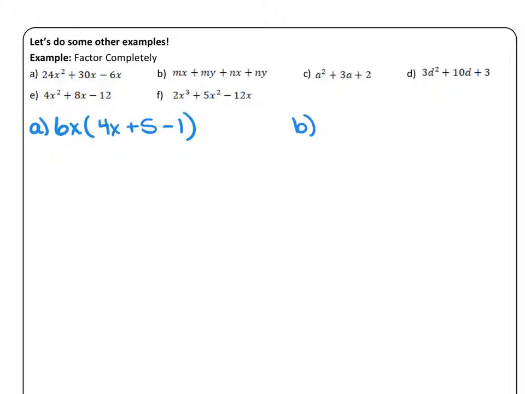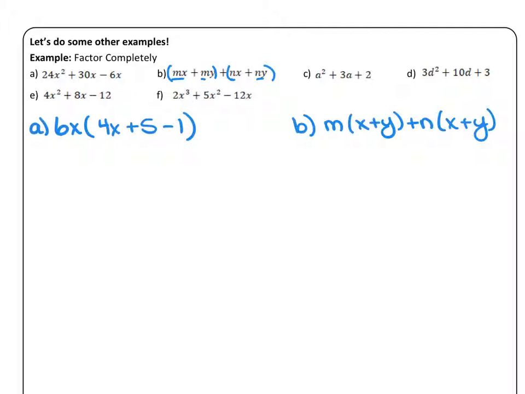B is kind of like one of those decomposition ones. If you notice, the M's are in front and then the N is in the last two. So I'm going to break it into two groups. In the first group, I'm going to pull the M out because it's common to both, and I get x plus y left over. And in the second one, I'm going to pull an N out, and I have x plus y left over.